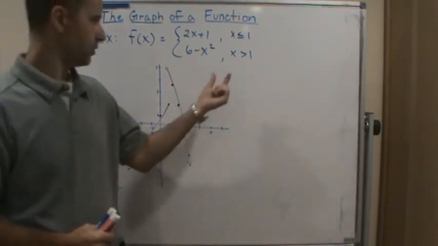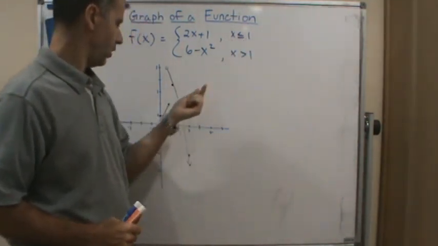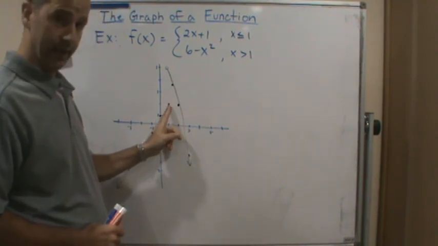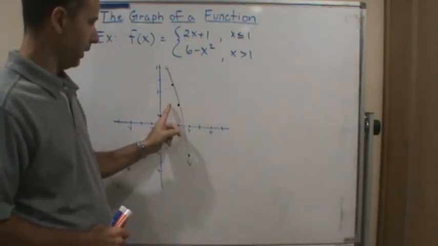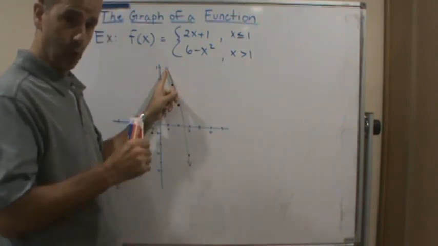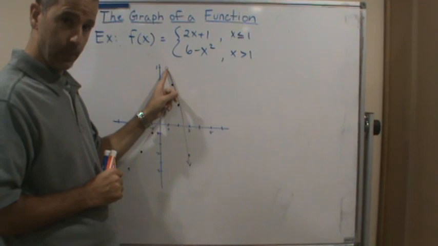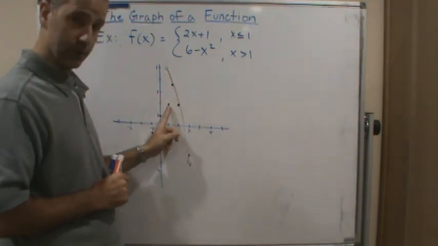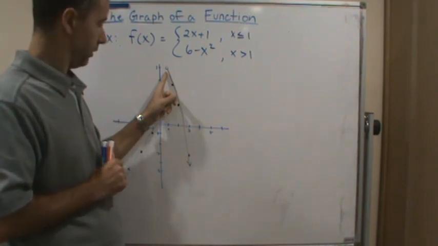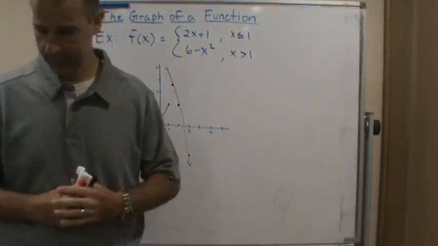So again, pay attention to the inequalities. If there's an equal sign, we fill in a hole at the end of the interval. If there's no equal sign, then we put a circle for an open. So we either put a filled in circle or an open circle or a hole in the graph. Okay? And that's what I did.